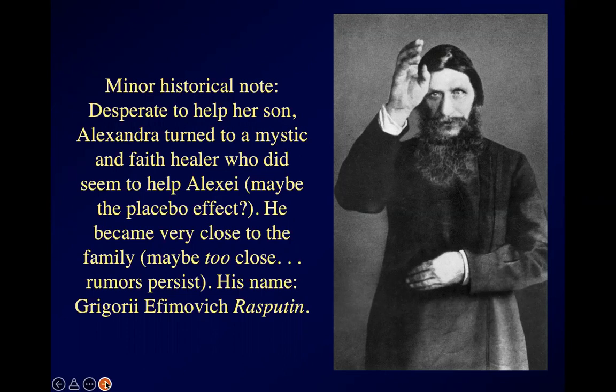And Alexandra was so desperate to help her son, she turned to a faith healer and a mystic who did seem to help Alexei with his prayers and meditations. It might have been the placebo effect, who knows? And he became very close to the royal family. His name was Grigory Yefimovich Rasputin. So if you've heard of Rasputin, if anybody remembers the old song, Ra Ra Rasputin, lover of the Russian queen, that was a cat who really was gone, that's him. That is Rasputin.